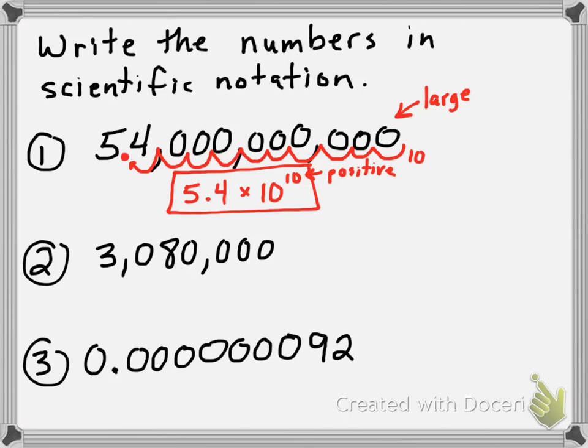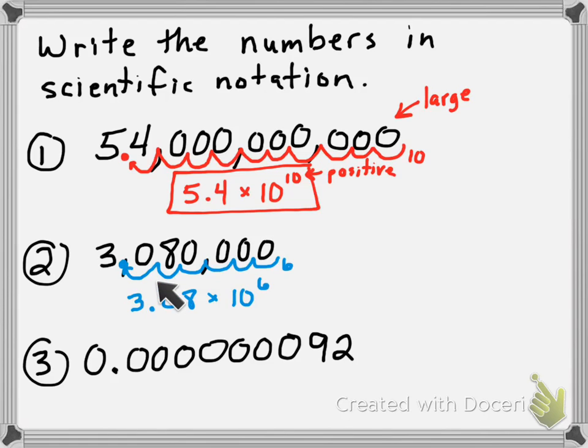Okay. Now looking at number 2, again, I find where the decimal goes. It always goes right after the first number. So there's my decimal. How far did it go? It was at the end, so now it moved 1, 2, 3, 4, 5, 6. So the exponent should be 6. So I have 3.08 times 10 to the 6th power.